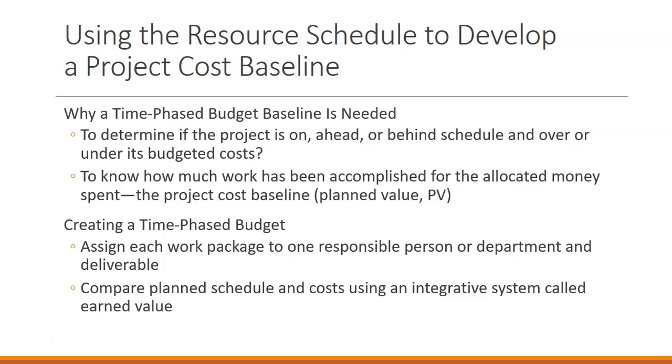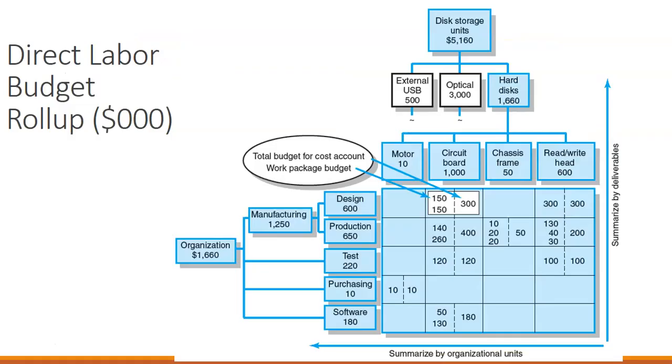That isn't necessarily the case, which is why we want this time-phased budget baseline where we put costs along with our WBS and our project network. So we would assign each work package to a department and deliverable and compare those plans, schedules, and costs using an integrative system. We have this example from chapter 4 brought back over, where we were looking at a computer application. And we have the different costs for that.